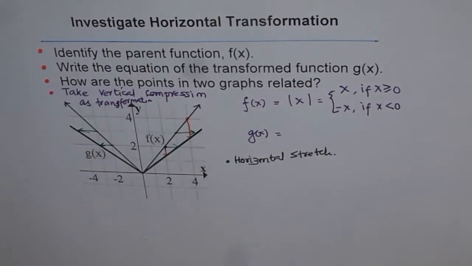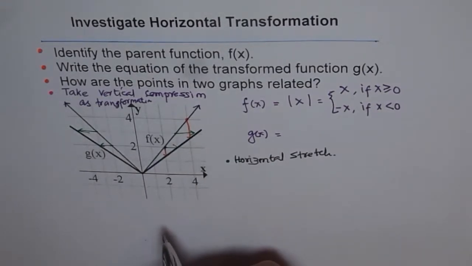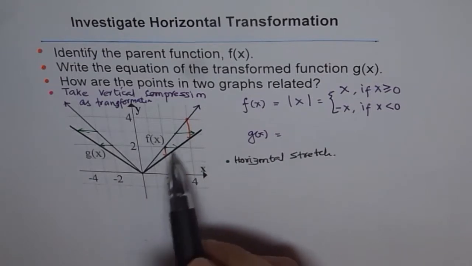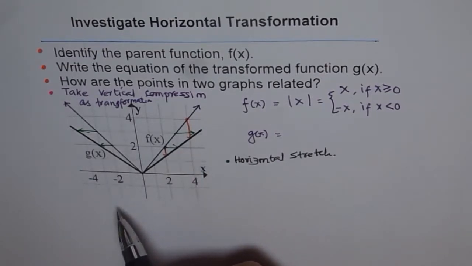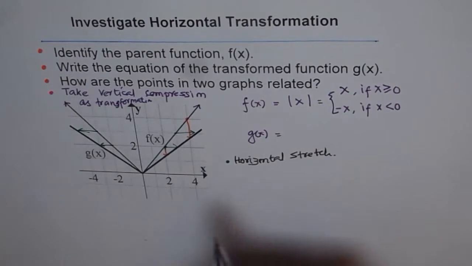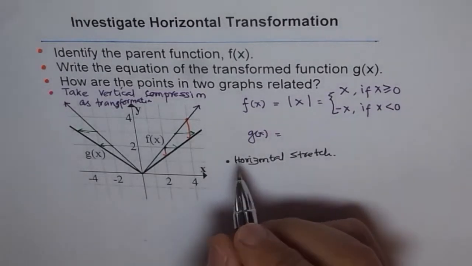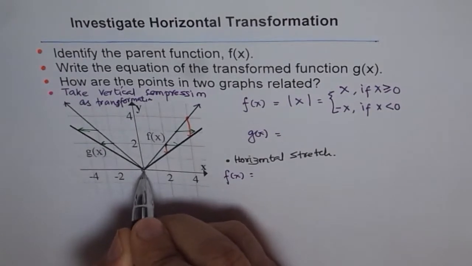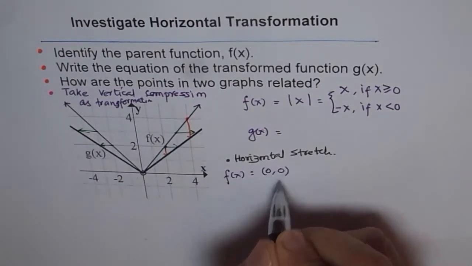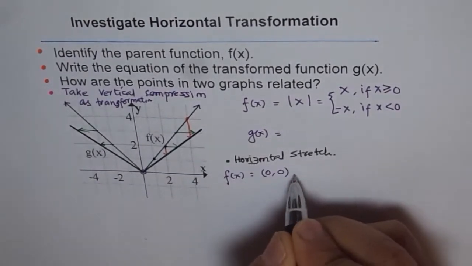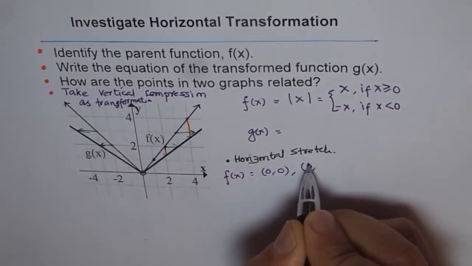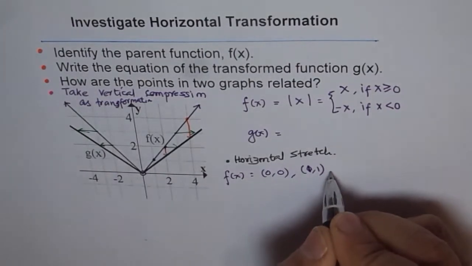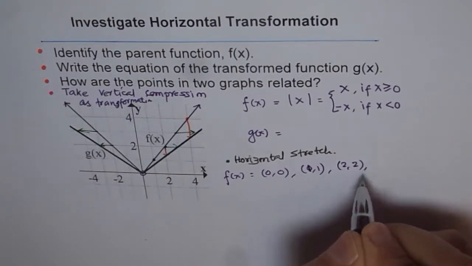Now by what factor? By what factor? That is a good question. So for that, let me compare the respective points. Correct? So what I will do now is write down the points for f of x and then write down the points for g of x, and from there I should get my answer, right? So let me write down points on f of x. The good points are (0, 0) and then (1, 1), correct? Oops, (1, 1) and (2, 2). So let me write down points straight away. (3, 3).